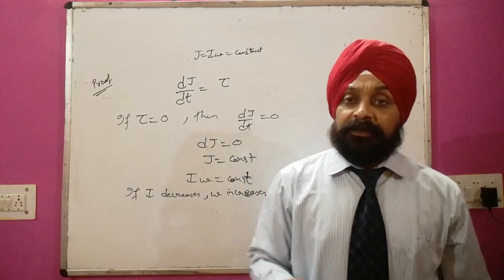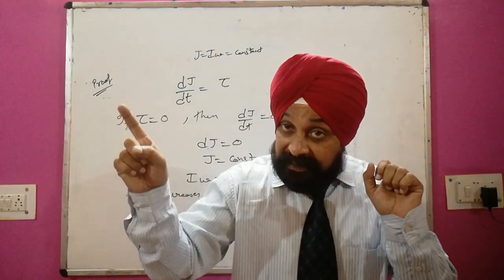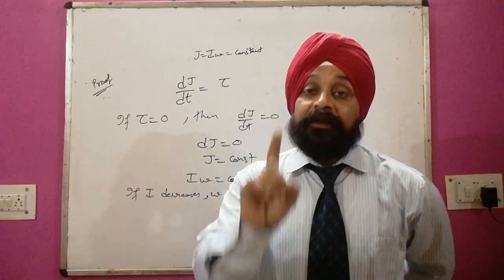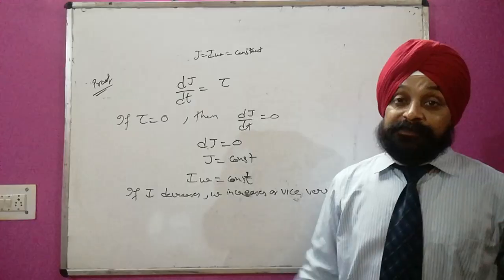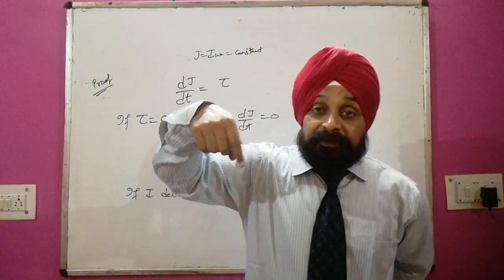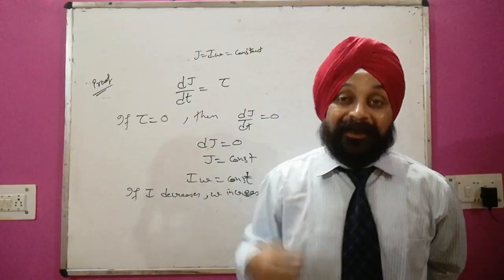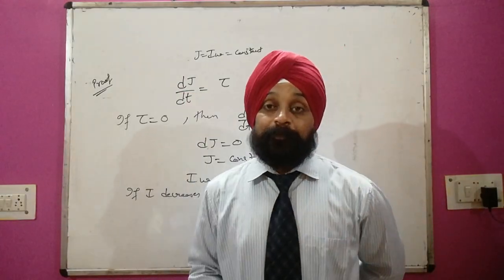This one is very simple. The logic is quite clear. You are decreasing the radius. Mass is still there, radius is decreasing. Moment of inertia is radius dependent. So I decreases, and when I decreases, omega increases side by side. That's why the angular velocity of the stone goes on increasing.